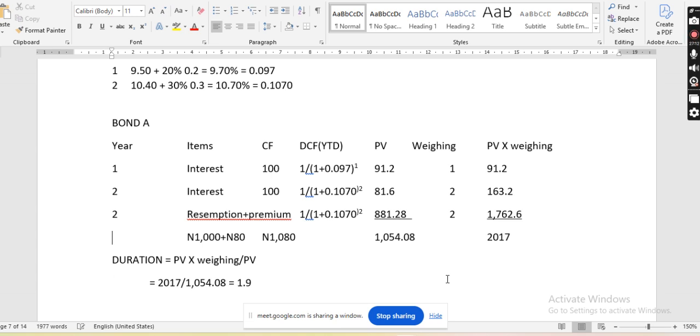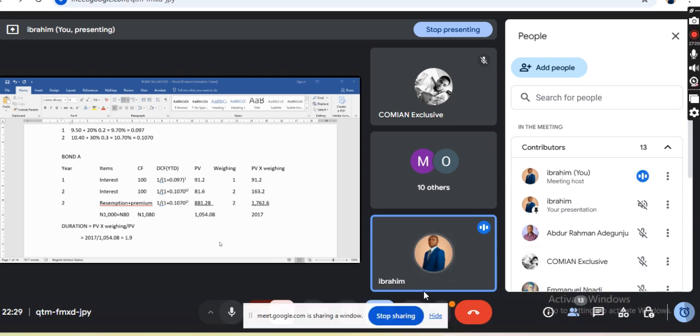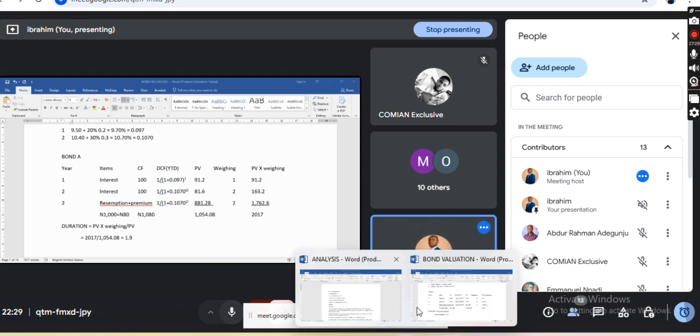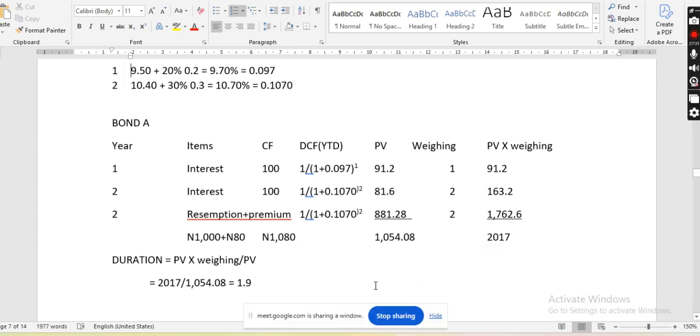So if this is established, don't forget that duration of a bond is the average life of a bond. It's like a payback period. Don't forget that. It's very important.